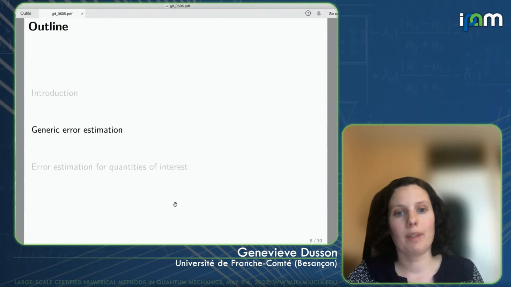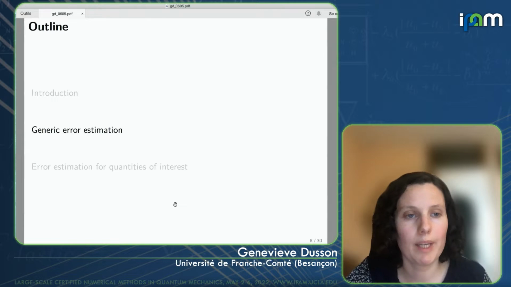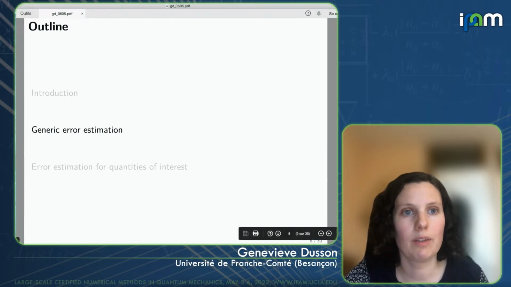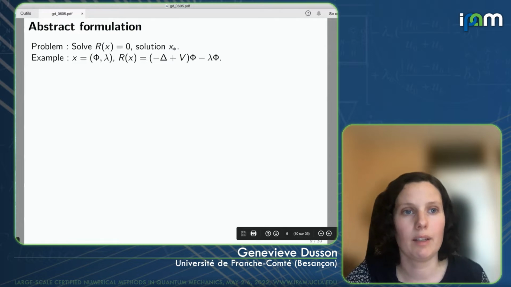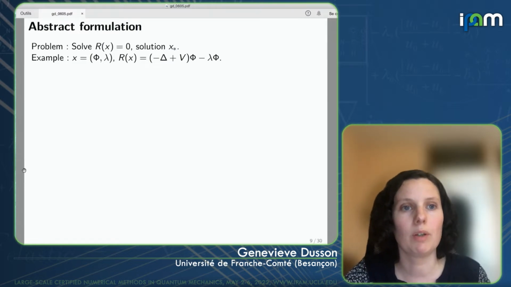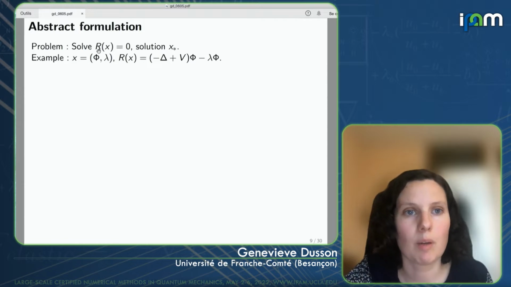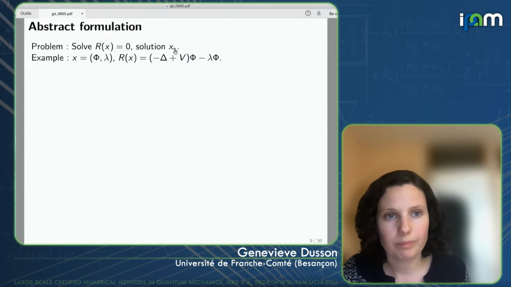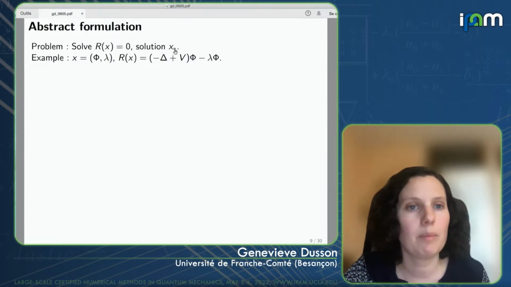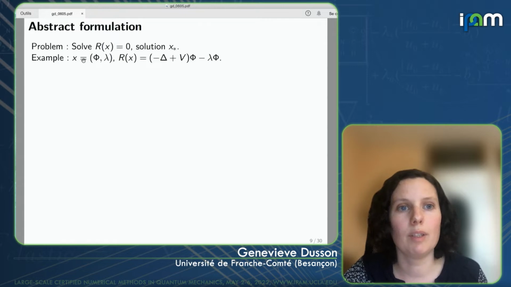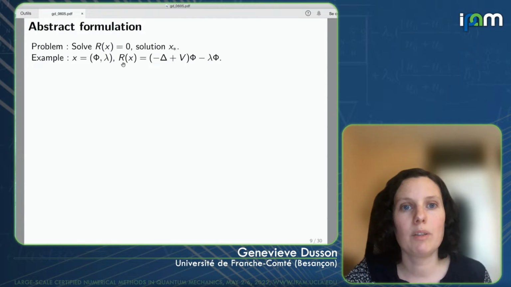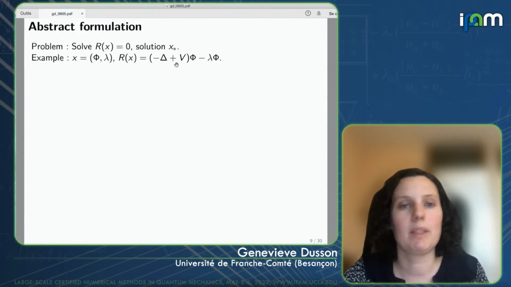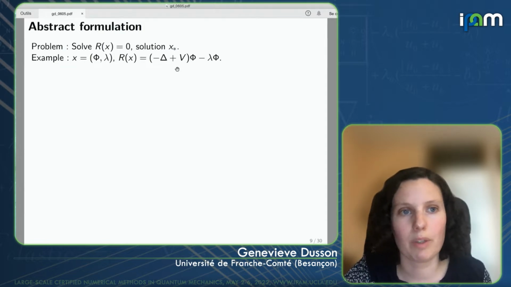Okay, let me now try to explain how we do this in a very generic setting and using an abstract formulation of the problem. Let's say we want to solve some equation r of x equals 0, and that there is a solution x star. For example, if we look at a simple eigenvalue problem, then the unknown will be the eigenfunction and the eigenvalue, and the equation would be something like minus Laplace plus v applied to phi, minus lambda phi, in our context of Schrödinger operators.